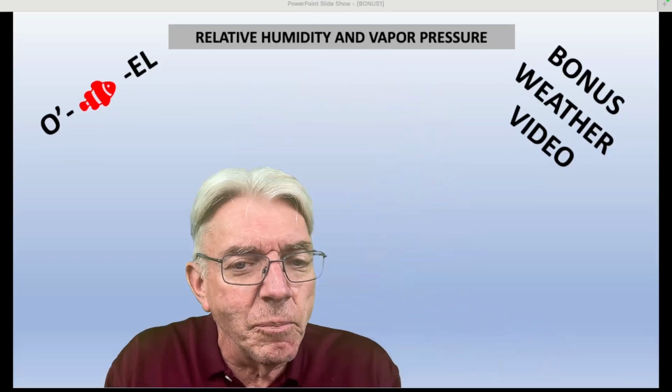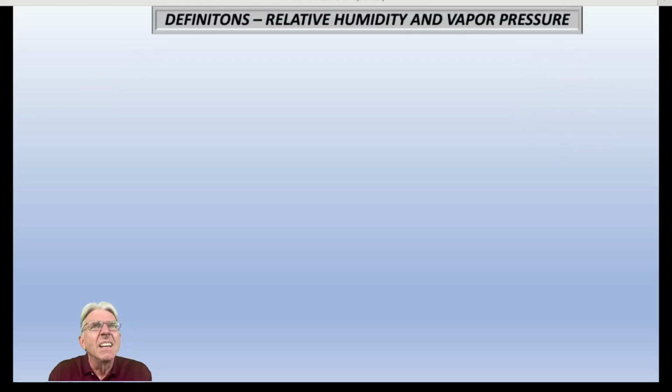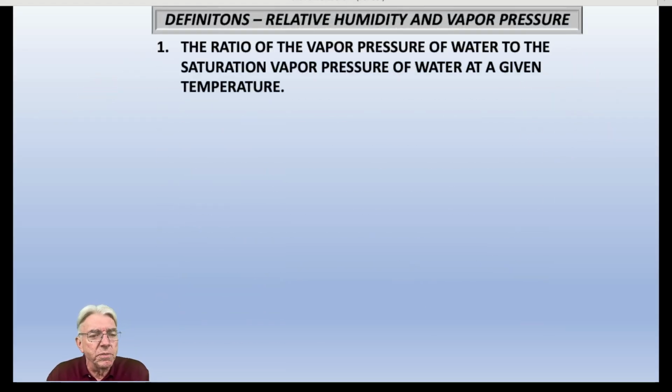So let's go on ahead and put myself down here in the corner. And we're going to talk about relative humidity and something called vapor pressure, okay? So we have to start off with some definitions, as you might have expected. The ratio of the vapor pressure of water to the saturation vapor pressure of water at a given temperature is the official definition of the relative humidity.